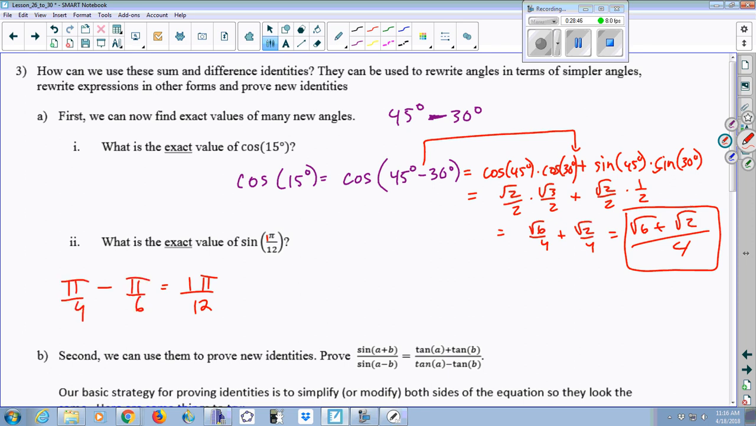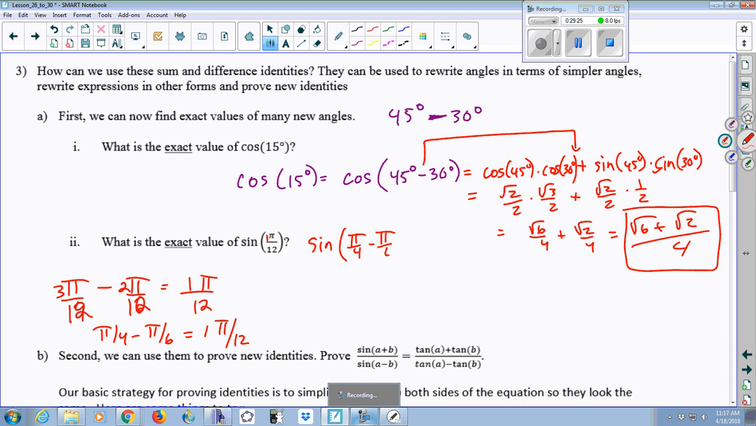That's fine. If we change it to twelfths, pi over 4 is the same as 3 pi twelfths. And this is 2 pi twelfths. Okay. So that's where I start. I say 3 pi over 12, take away 2 pi over 12, gives me 1 pi over 12. But unless you're used to using the unit circle with the twelfths idea, I would call this pi over 4, take away pi over 6, because that's how I'm used to working my unit circle. So this becomes the sine of pi over 4, take away pi over 6.